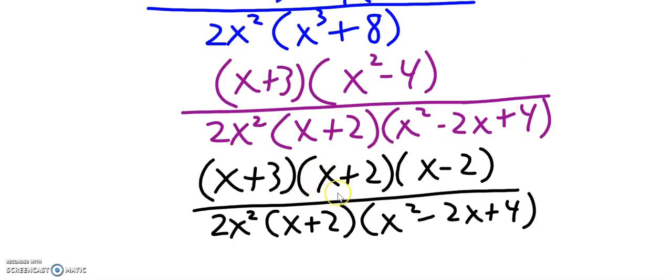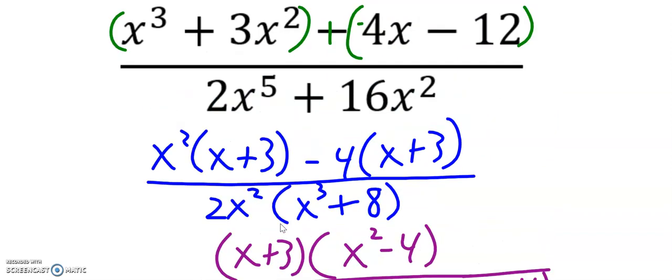Okay. So my factoring, I'm not done with the problem, but the factoring part of the problem, I should end up with x plus 3 times x plus 2 times x minus 2 over 2x squared times x plus 2 times the quantity x squared minus 2x plus 4. And maybe you're wondering, how the heck did he get that? Great question. Okay, so my hint beforehand was factor the numerator by grouping.